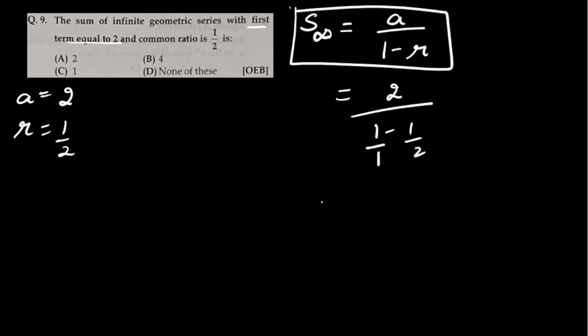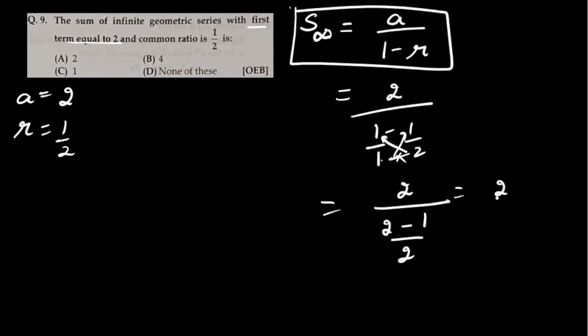1 we can write as 1 by 1. So LCM we can take. LCM, if you don't know, multiply these two denominators. So 2 into 1 is 2, and here this cross multiplication you can do. 2 into 1 is 2 minus 1 into 1 is 1. So what we will get here?